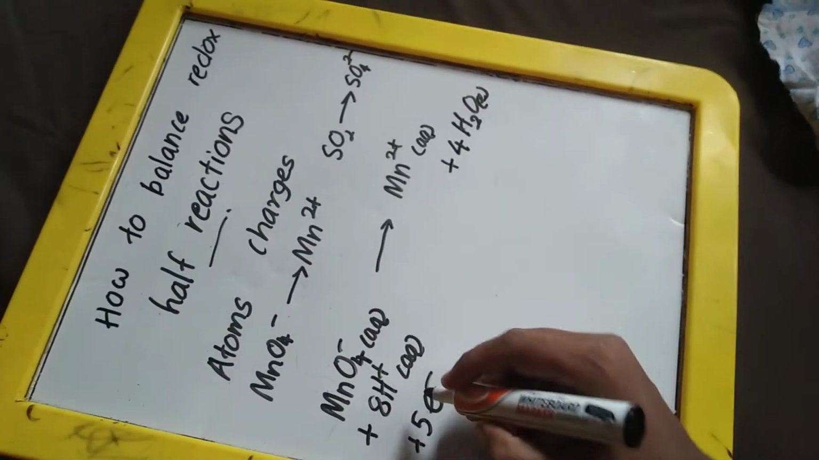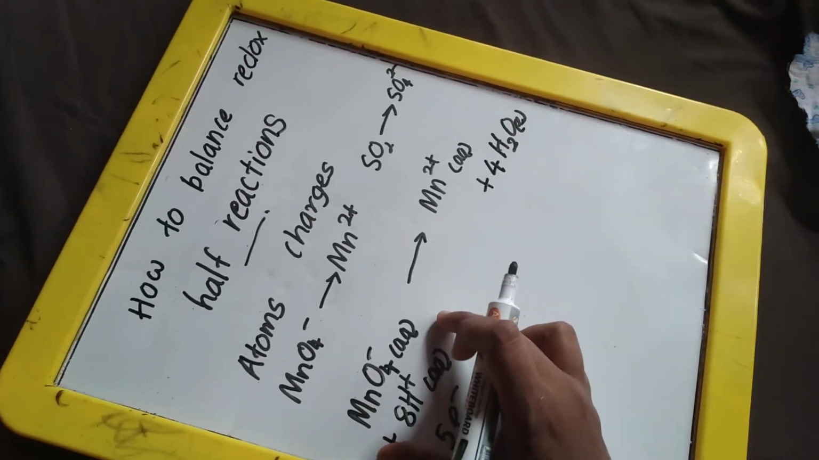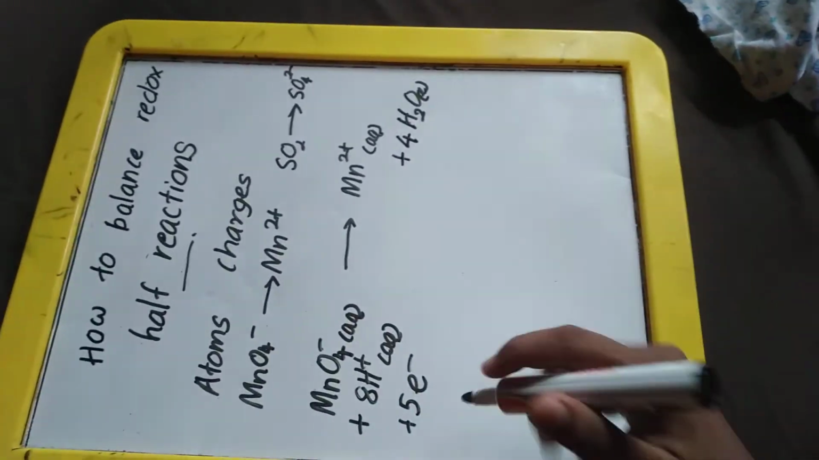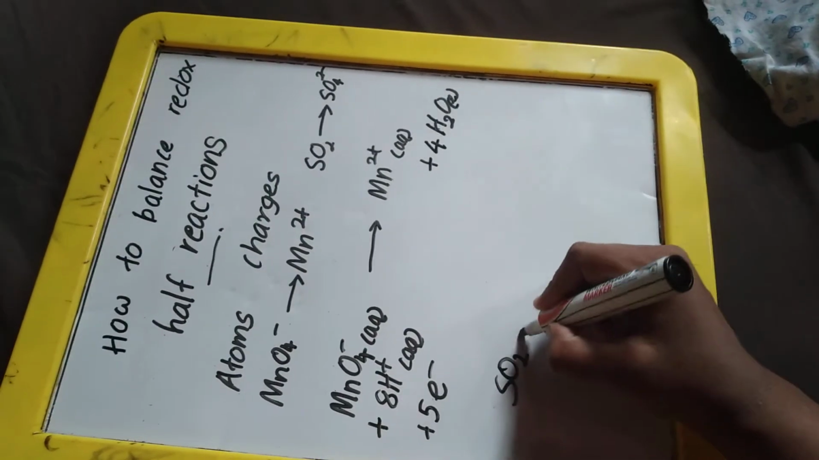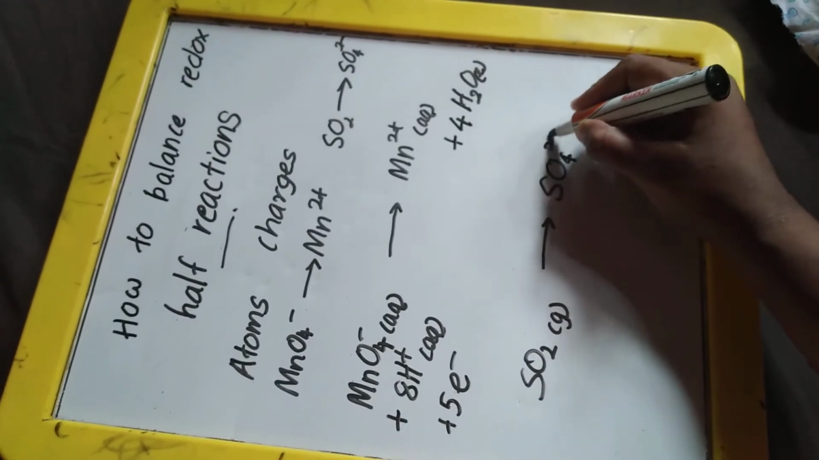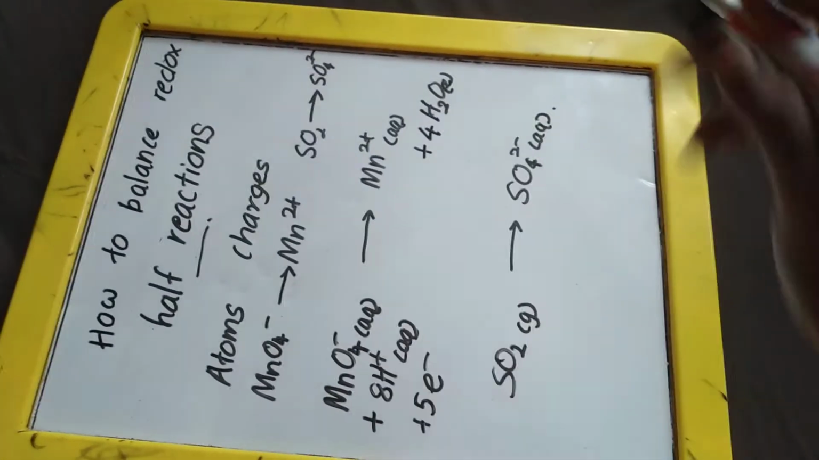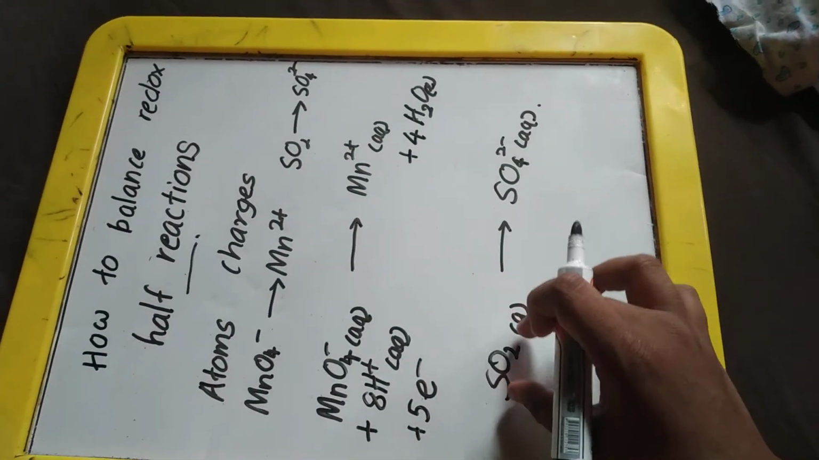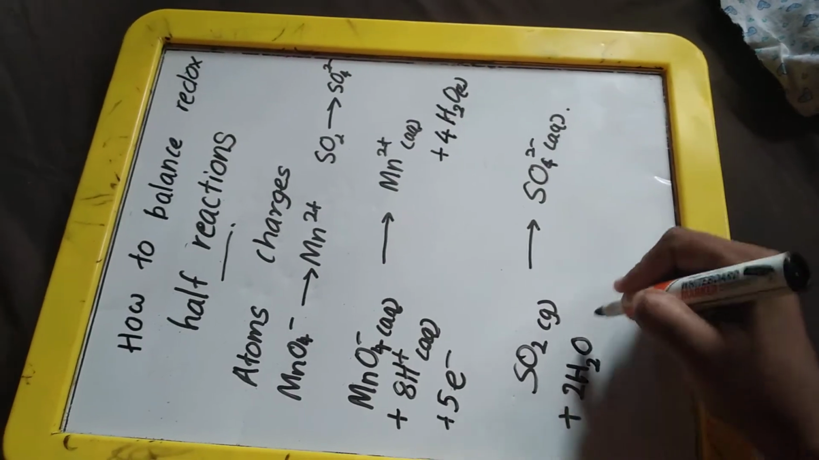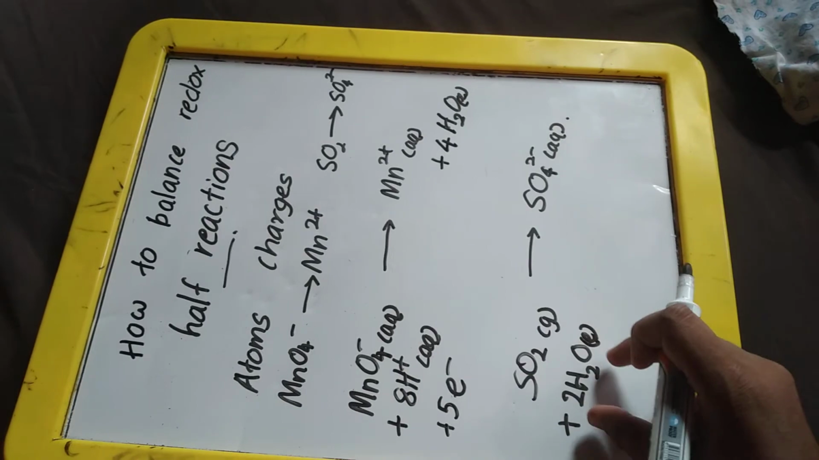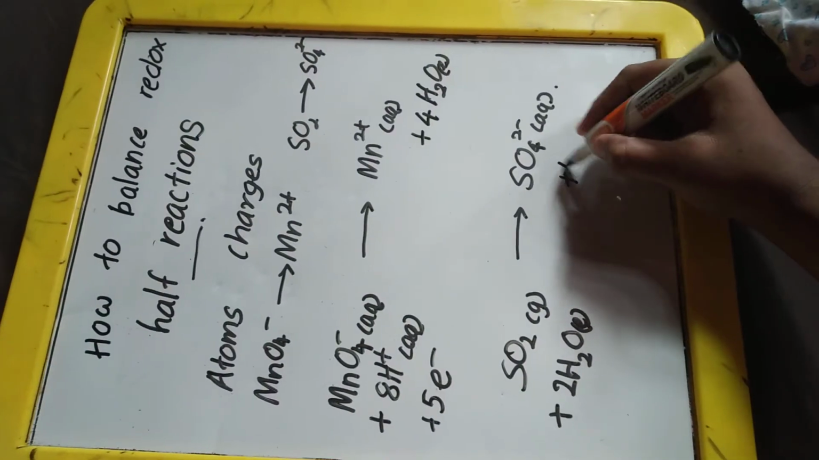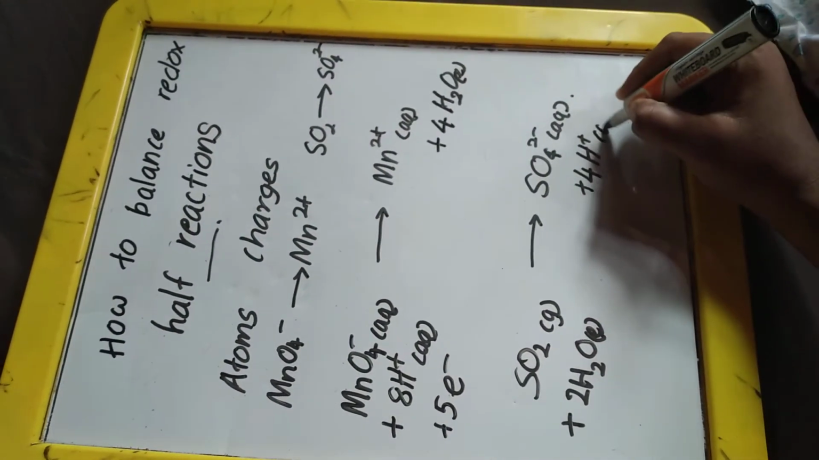So the final equation will be 5 electrons, 8 H plus and permanganate, gives Mn2 plus and 4 H2O. Then, sulfur dioxide is a gas. It goes into sulfate ion. So here now you have to balance oxygen. Here 2, here 4. So you have to add 2 water molecules to this side. Now there are 8 H plus and 4 hydrogens. So you have to add 4 H plus to this side.